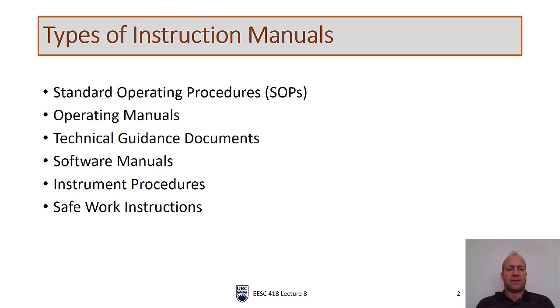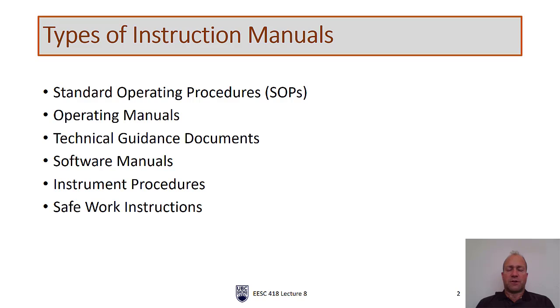science include standard operating procedures, which are pretty much universally known as SOPs. Operating manuals. This could be for something as large as, say, a wastewater treatment plant, or something as small as an instrument. We have technical guidance documents. Technical guidance documents can cover a very large procedure. For example, an environmental impact assessment might have a technical guidance document that covers the overall assessment, and this is something that would cover dozens of people working over different disciplines over several years.